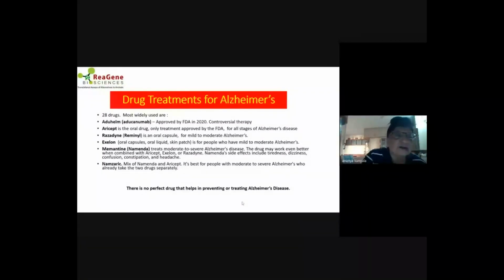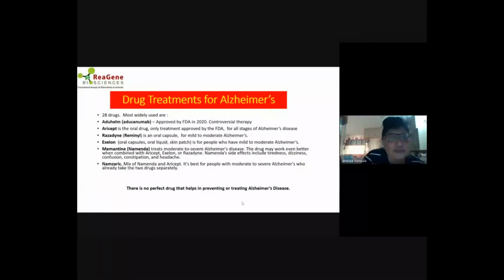The pharmaceutical industry has been very active in producing drugs. There are about 28 drugs. To tell you the truth, none of them really enhance memory. Yes, they are approved because they're safe to use, but do they really work for reversing the memory loss or preventing the progression of the disease?